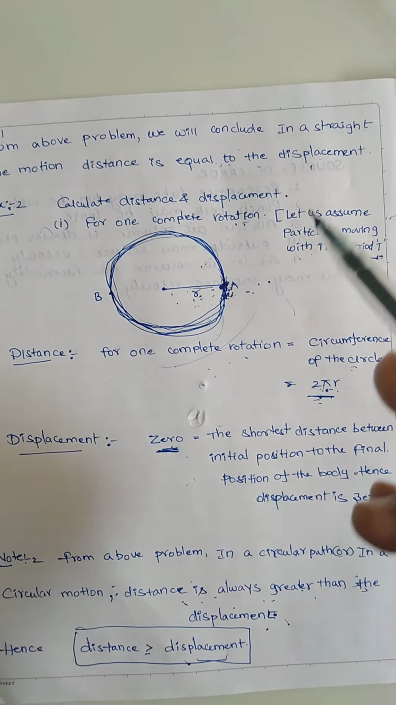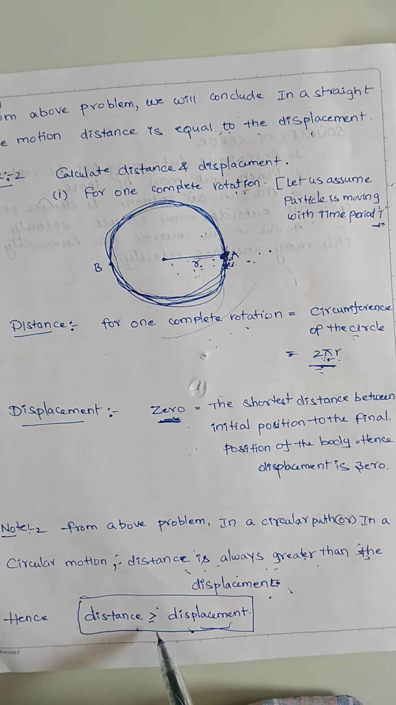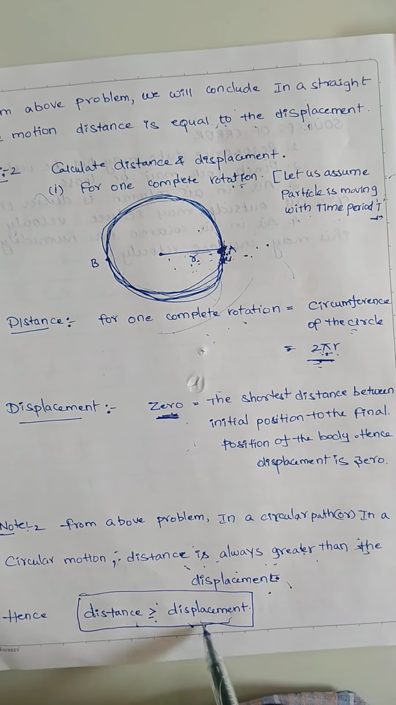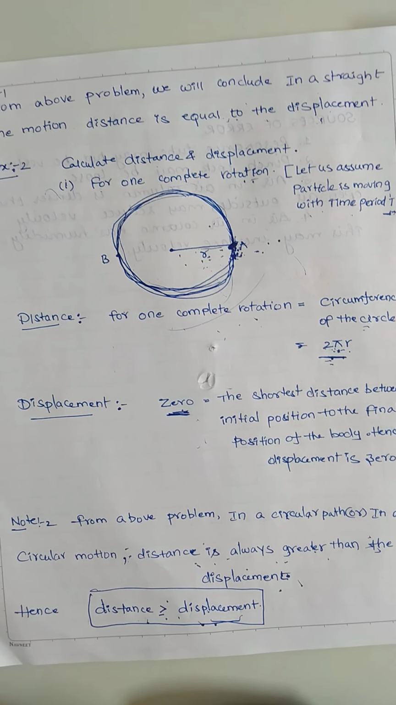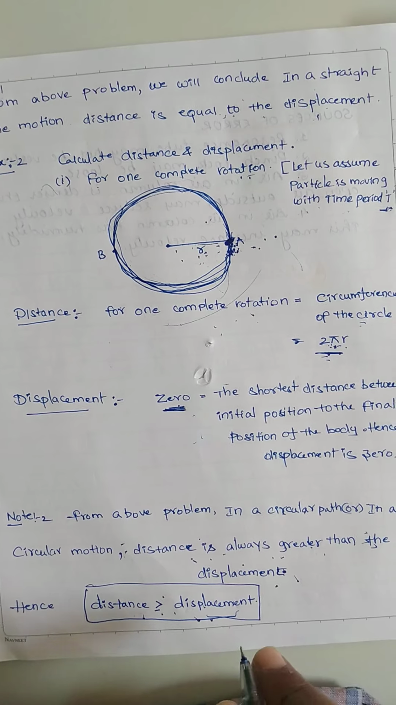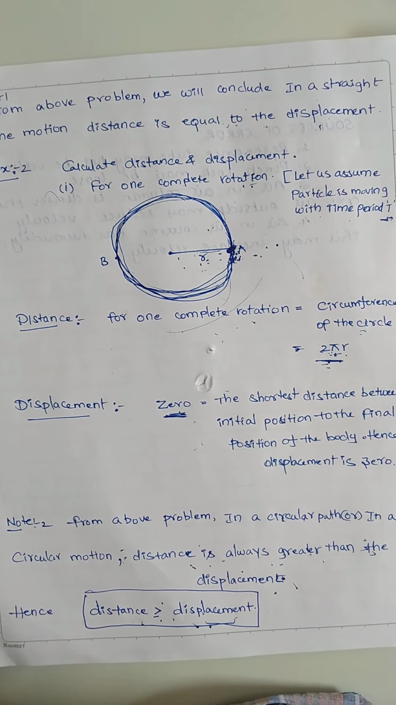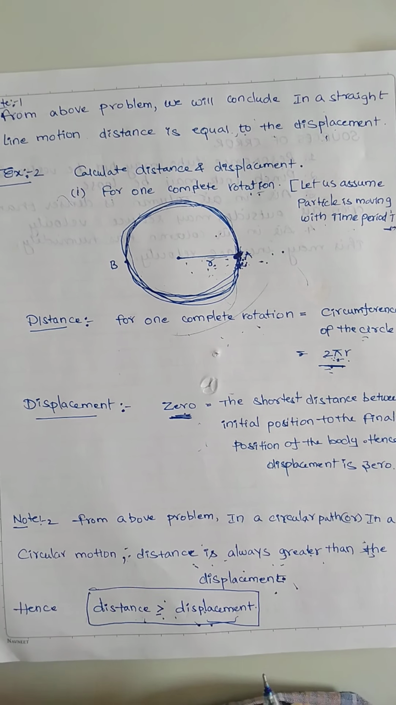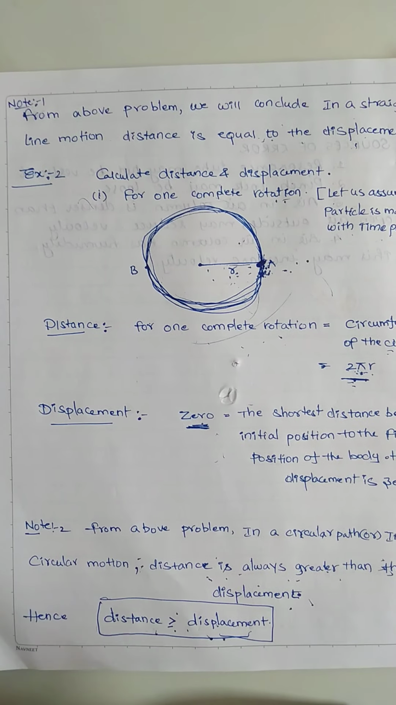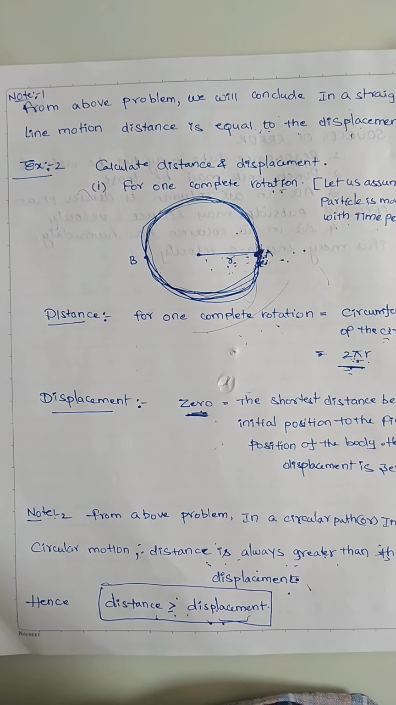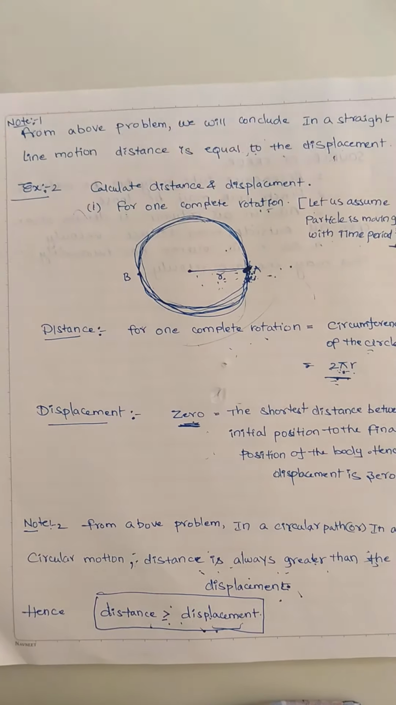Hence from the above two problems we conclude distance is greater than or equal to displacement. Distance is never less than the displacement. Distance is always greater than the displacement, and it is never less than the displacement. In one particular case, that is straight line motion, distance is equal to displacement.